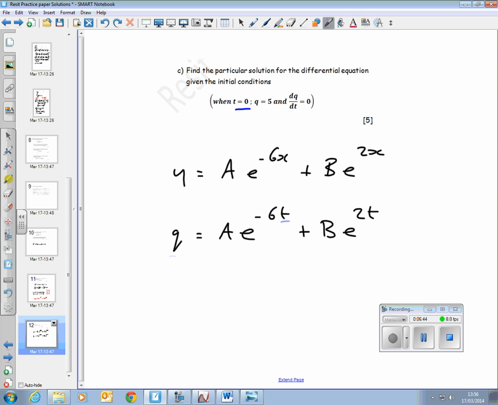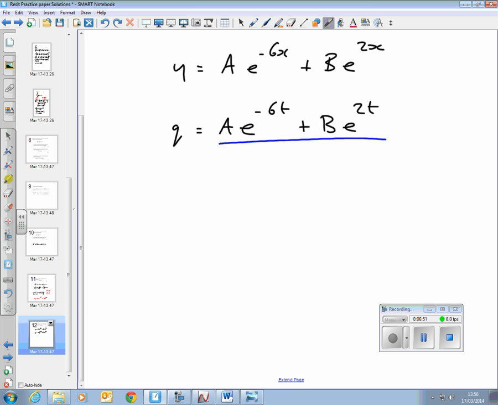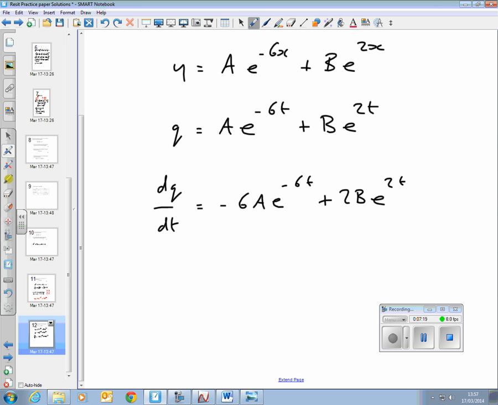We know that when t equals 0, the differential is 0. So we've got to differentiate this equation to get dq by dt. And if you look at your table of differentials, when you differentiate an exponential function, the power comes down, but then the power remains unchanged. So all we get is minus 6A e to the minus 6t plus 2B e to the 2t.